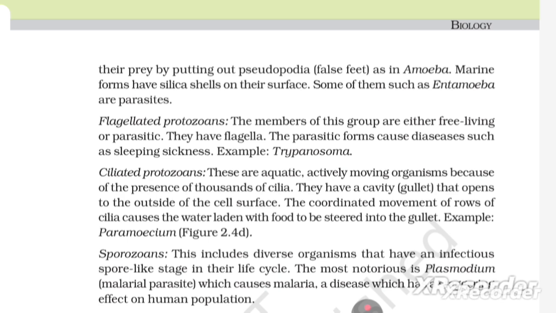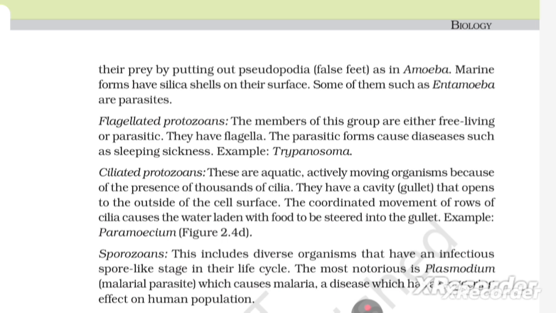Marine forms have silica shells on their surface. Some of them, such as Entamoeba, are parasites. Second, flagellated protozoans. The members of this group are either free-living or parasitic. They have flagella. The parasitic forms cause diseases such as sleeping sickness. Example, Trypanosoma.